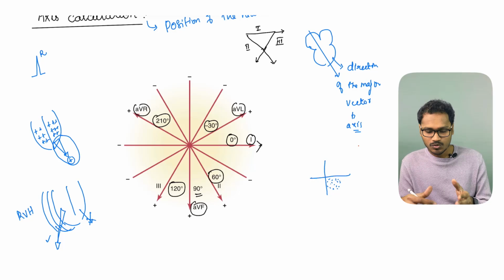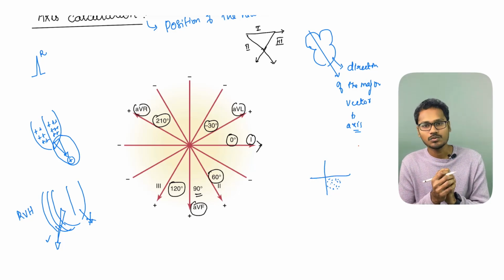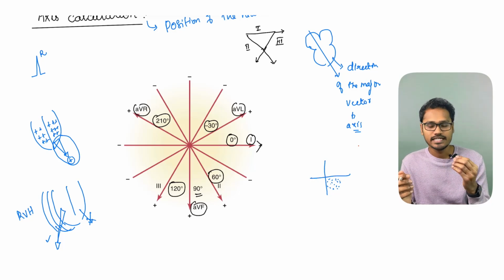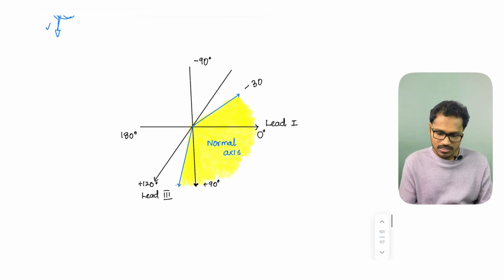And do I need to focus on all the leads to identify the axis? The answer is no. We just need 2 leads, sometimes more than 2, that is 3 leads. That is sufficient to identify where the heart is exactly placed. So the basic requirement is 2 leads.